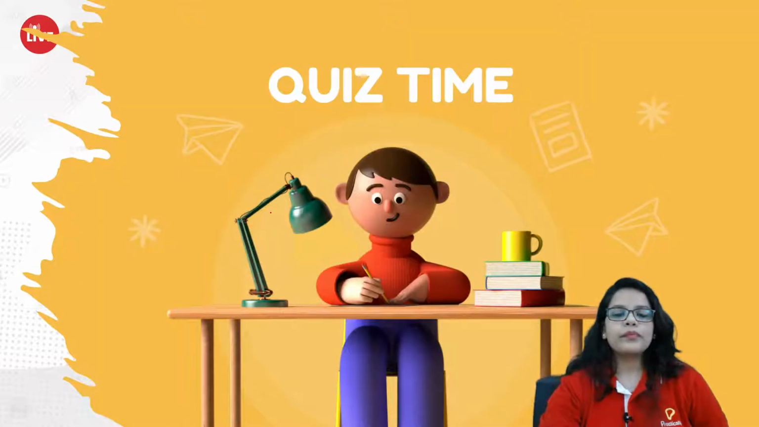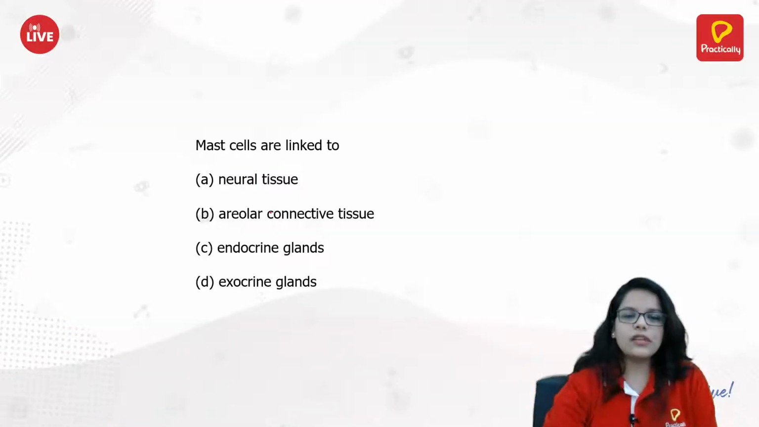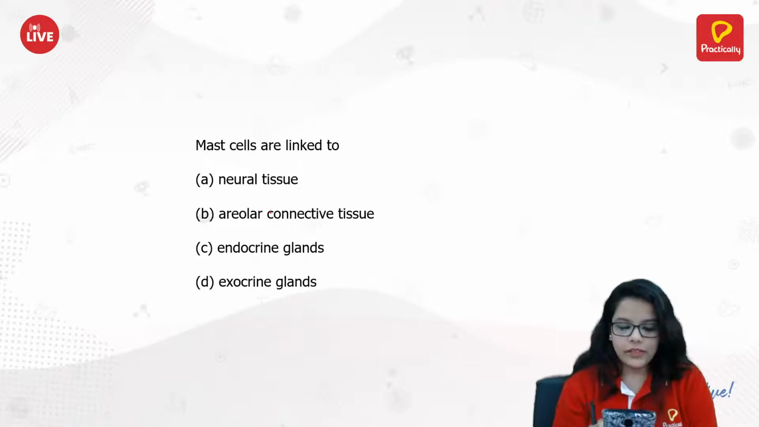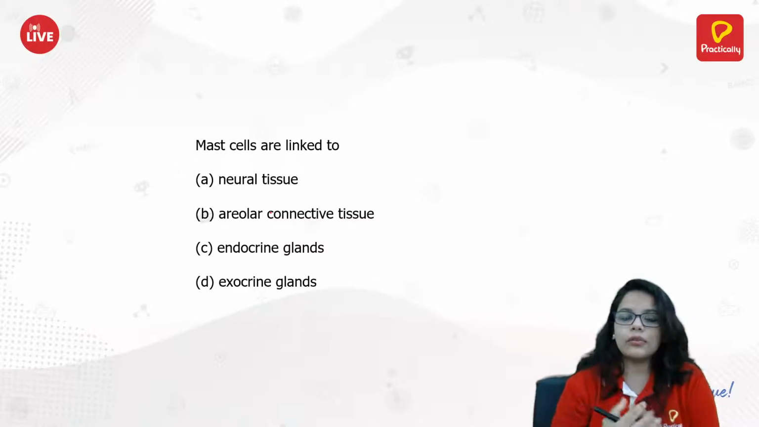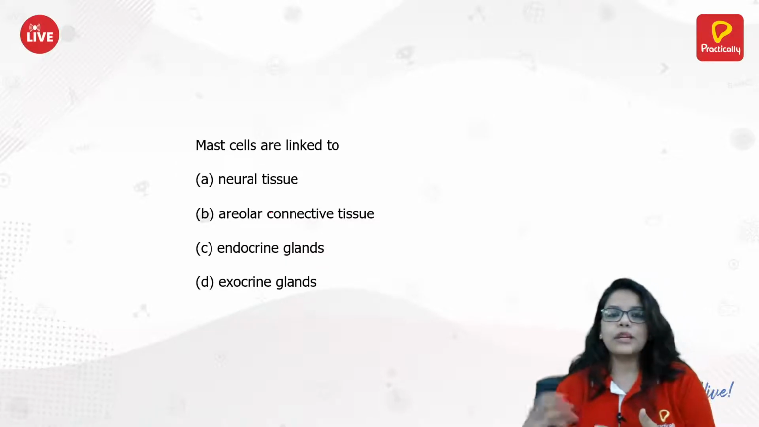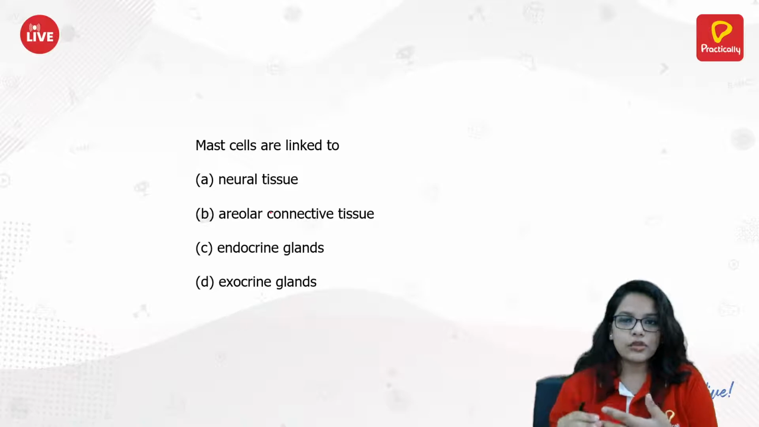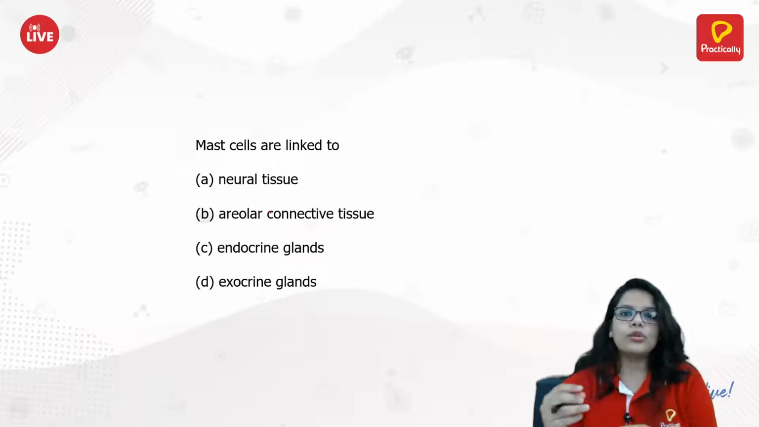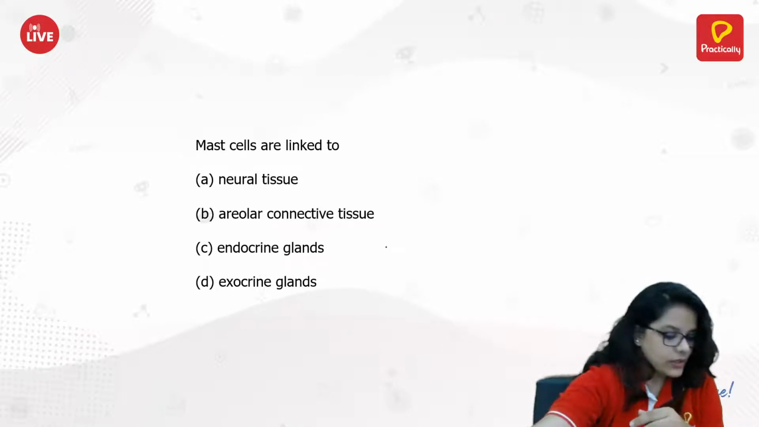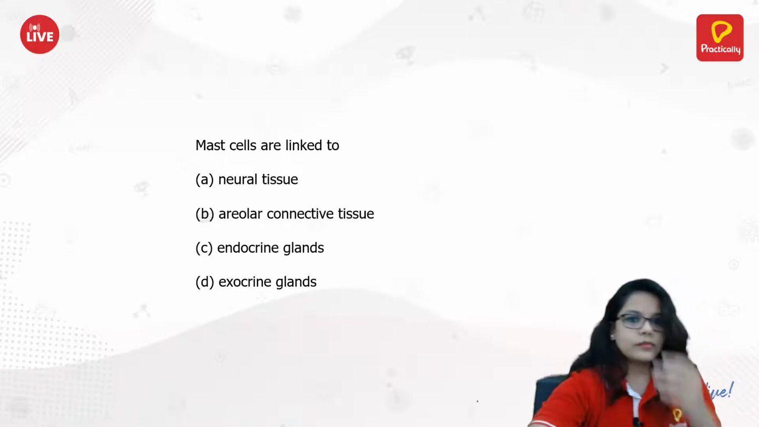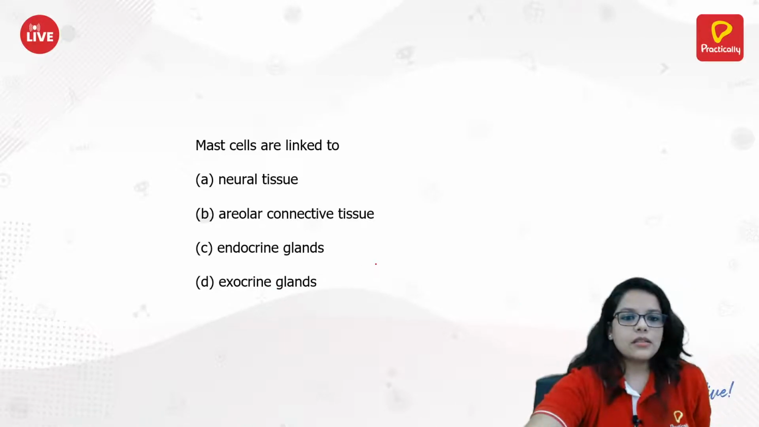Now is the quiz. Just 2-3 questions we have. You can answer. Mast cells are linked to what kind of tissues? Just now we were discussing connective tissue and epithelial tissue. There are some tissues which are linked to the mast cells. Now, what is it? Can anybody answer?